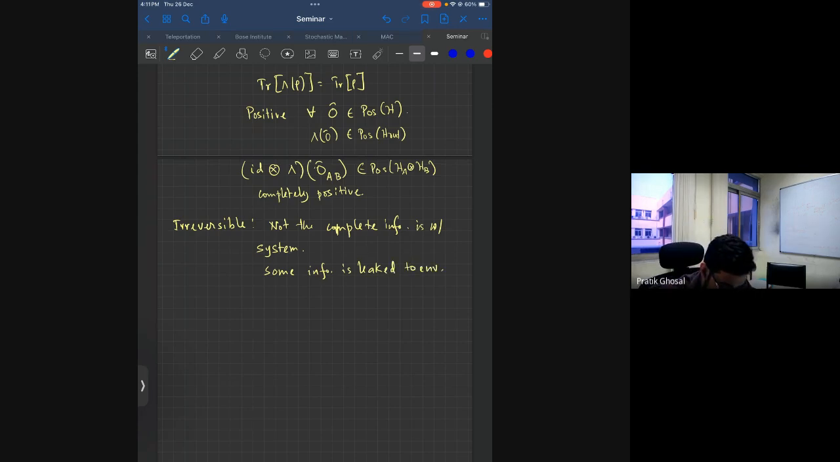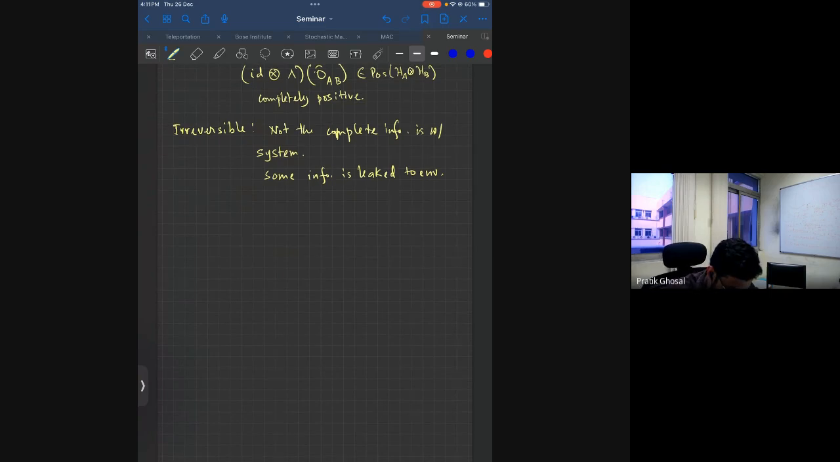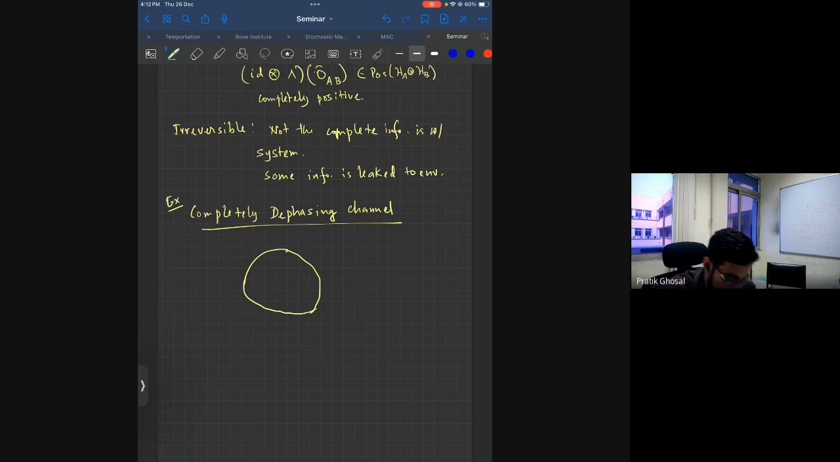A simple example to show this is to consider the completely dephasing channel. I'm considering a qubit channel. If I take the input Bloch sphere like this and act the completely dephasing channel, then the image of the channel is just these two poles, the 0 and 1. So if you take states from these, both of them get mapped to the same point.